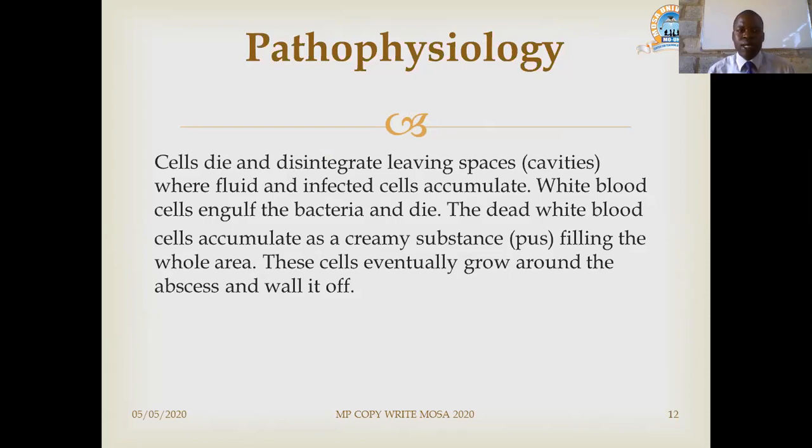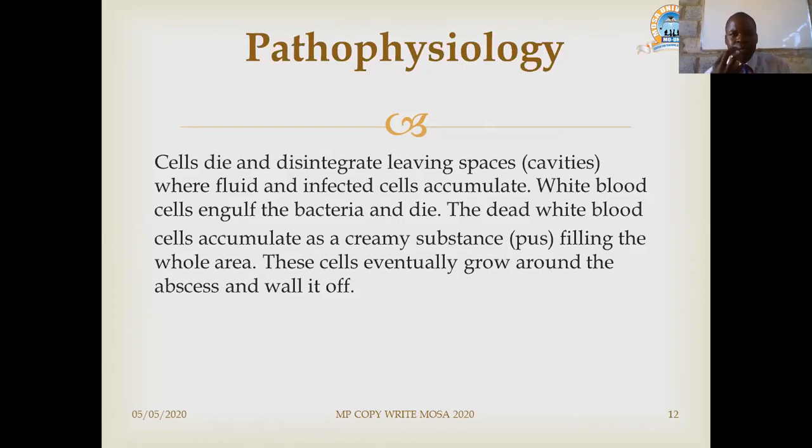White blood cells engulf the bacteria and it dies. So the white blood cells are going to engulf the infected cells. When the infected cells have been engulfed, they die and remain there forming pus. The dead white blood cells accumulate as a cream substance, pus, filling the whole area. These cells eventually grow around the abscess wall.